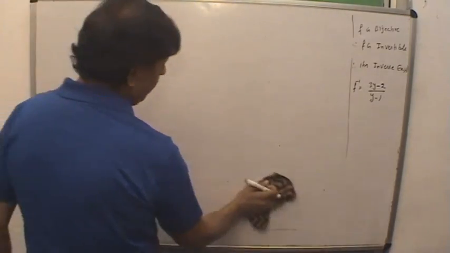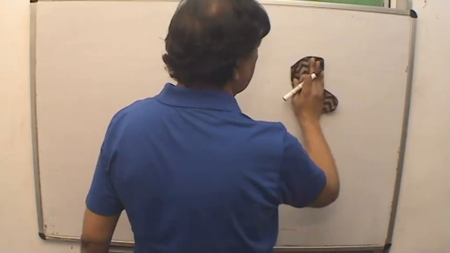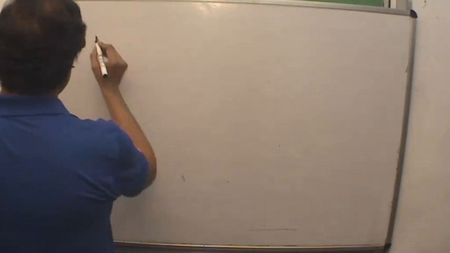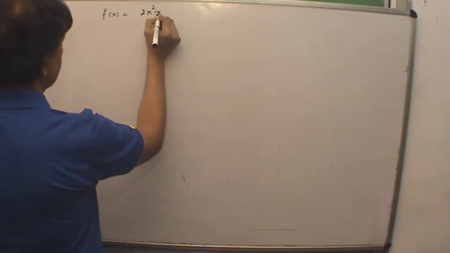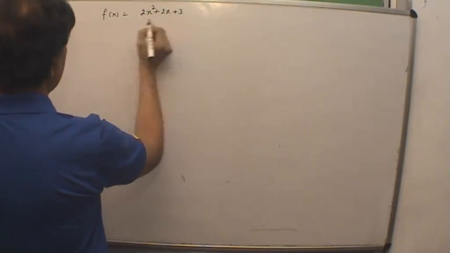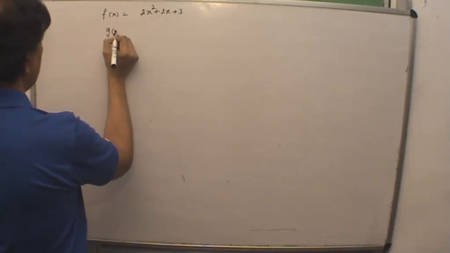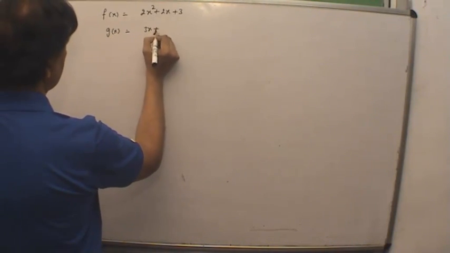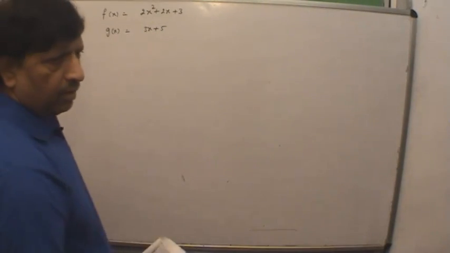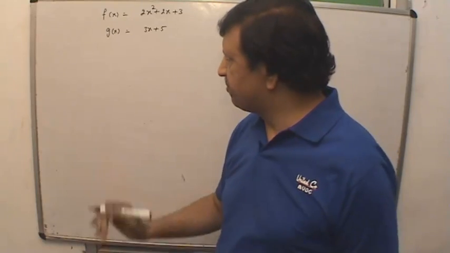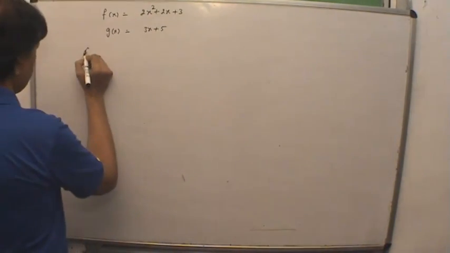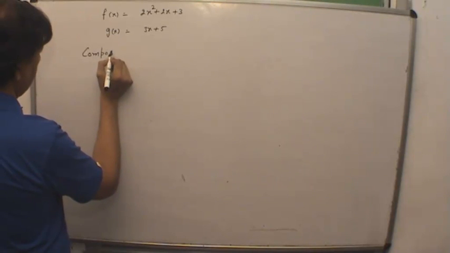It has some particular property, say, that is the composition. Composition does not mean multiply. Let us consider two functions, f of x is equal to 2x square plus 2x plus 3 and g of x is equal to 3x plus 5. We can add them, subtract them, divide them. No, what is the difference? It is the property composition.